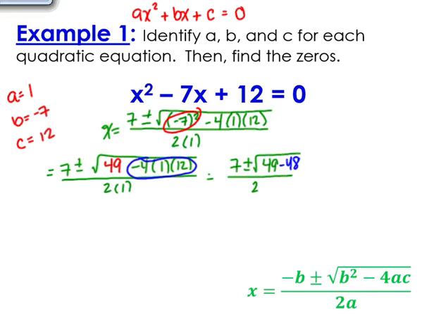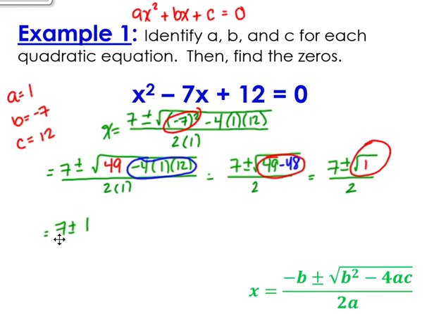My next step, I can tell you the square root of 1 is 1. So everything else is going to stay. I had 7 plus or minus 1, because the square root of 1 is 1, all over 2. So that means x is equal to both of these things. It's equal to 7 plus 1 divided by 2, and it's equal to 7 minus 1 divided by 2. Well, 7 plus 1 is 8, divided by 2 is 4.